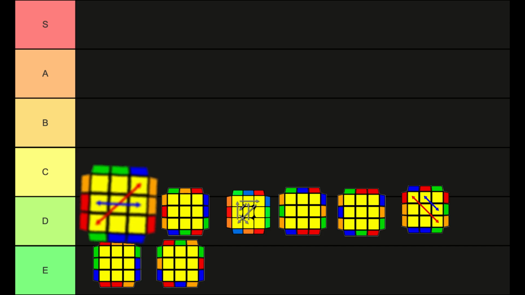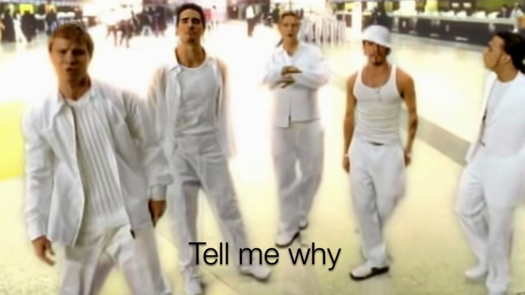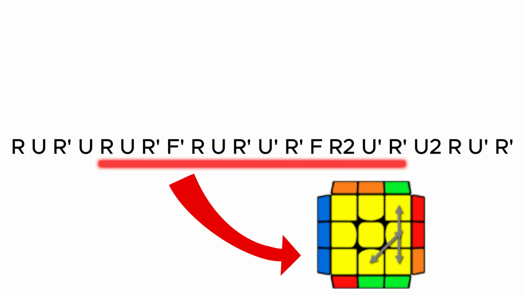Now we come to the final PLL in the D tier. This might be controversial, but it's then A-Perm. It's easy to recognize and execute, but why is it so low then? It's long, very long. There's a whole another algorithm in it.